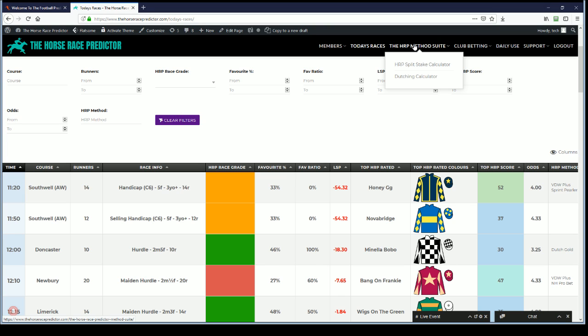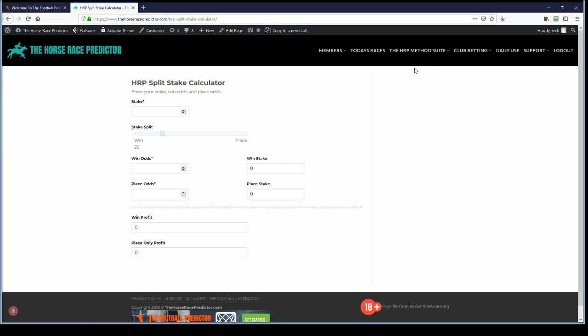Now, the other thing that Dave has just pointed out to me that hasn't been mentioned in the place diamond: we've got a fantastic new tool here, and I don't think anyone's mentioned the HRP split stake calculator. Can you see that? Let's just have a look at this.